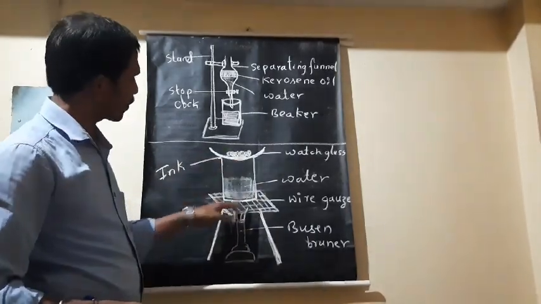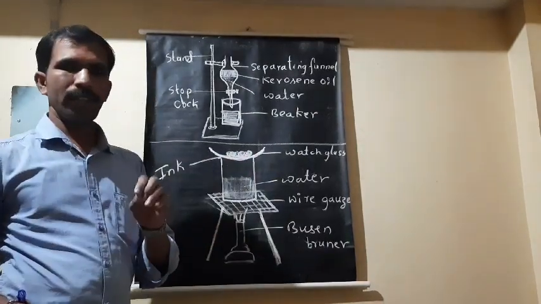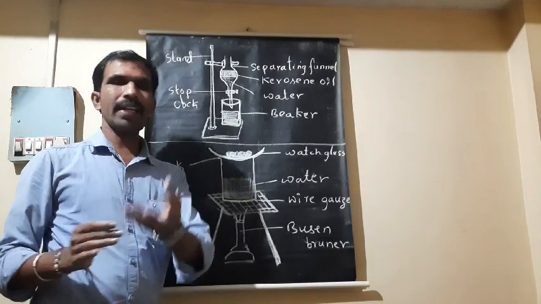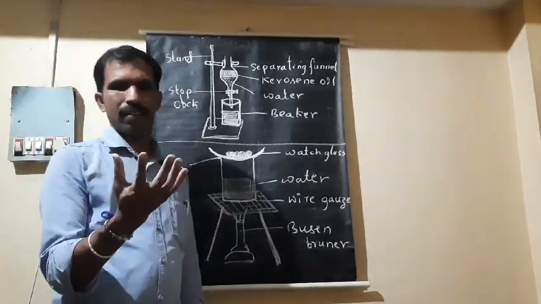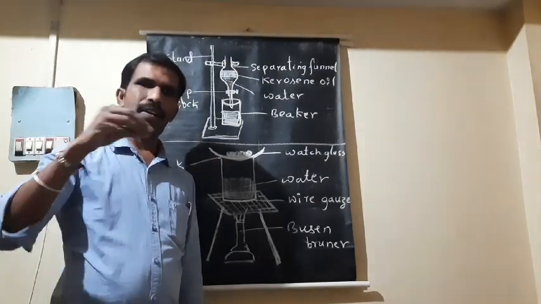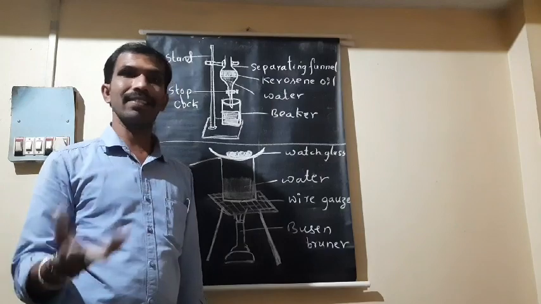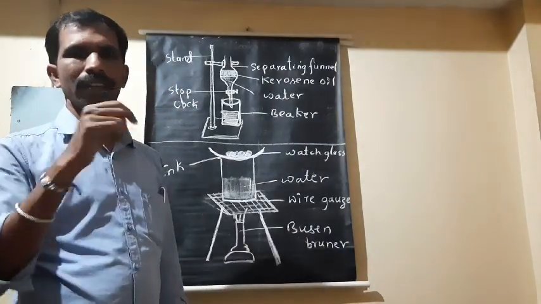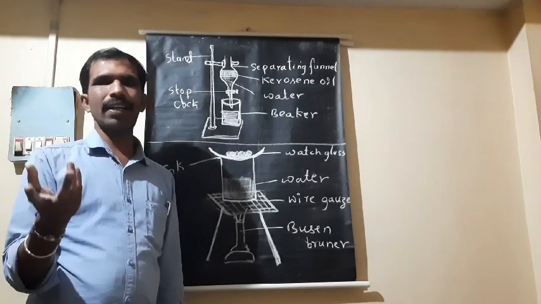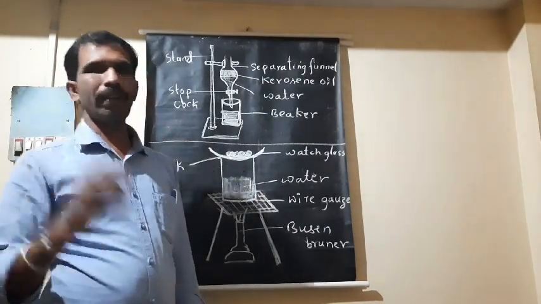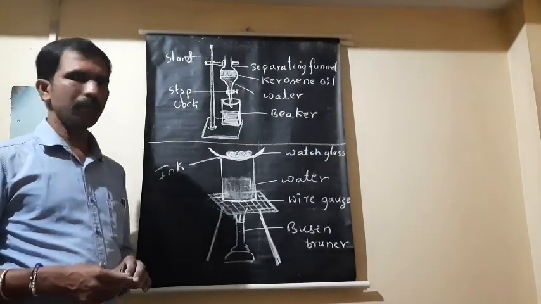But here in this case, we have taken a solid which is mixed in a liquid. We take ink. Ink is a mixture which contains a solid mixed in water. Water is there, and in that colors are there. Ink is nothing but color which is used for writing. So ink is a mixture of water and color. That color can be separated by using this evaporation method.